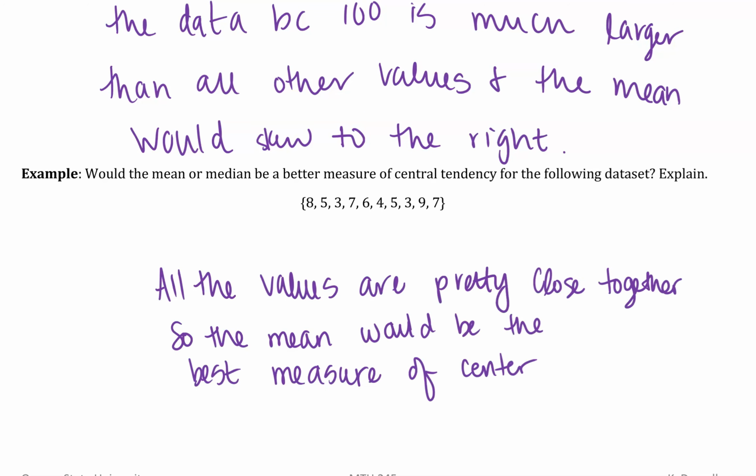So I said that since all the values are pretty close together, there's none that are a lot smaller, there's none that are a lot larger than the rest, that we should use the mean as the measure of center because it will most accurately represent the data.